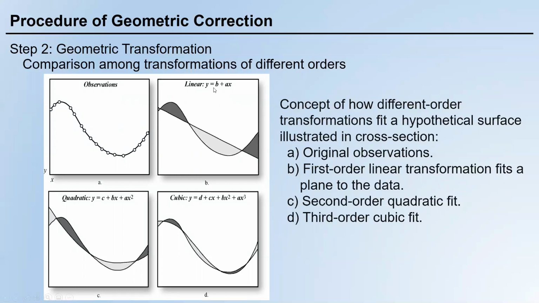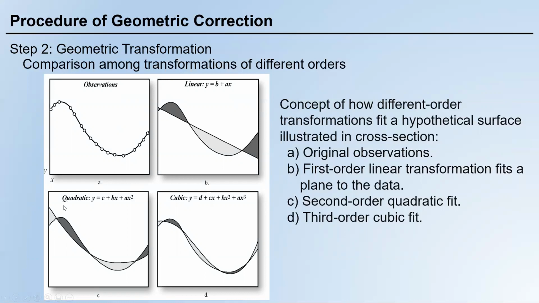It's just y is equal to b plus ax. So it's not accurate, but it's so easy to calculate, which means less computational burden. It's fast, but not accurate. So now let's use something more complex to match this observation.